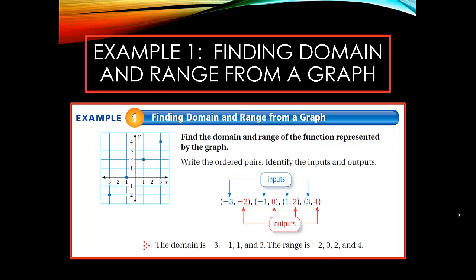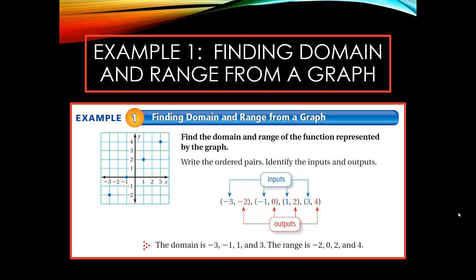For our first example, we're finding domain and range from a graph. Find the domain and range of the function represented by the graph. First, we'll write the ordered pairs, and then we'll identify the inputs and outputs. So our ordered pairs are (-3, -2), (-1, 0), (1, 2), and (3, 4). Our inputs would be the x values, and our outputs would be the y values.